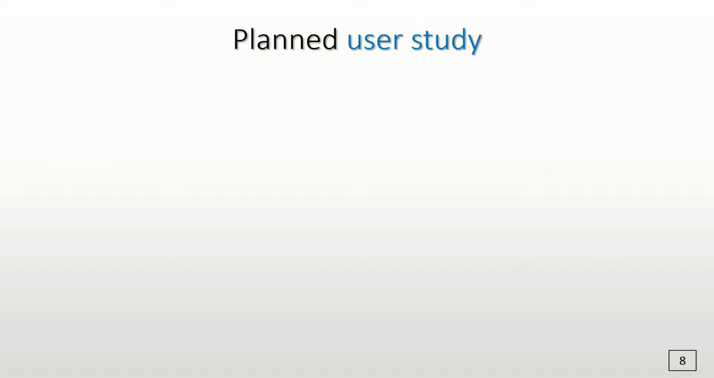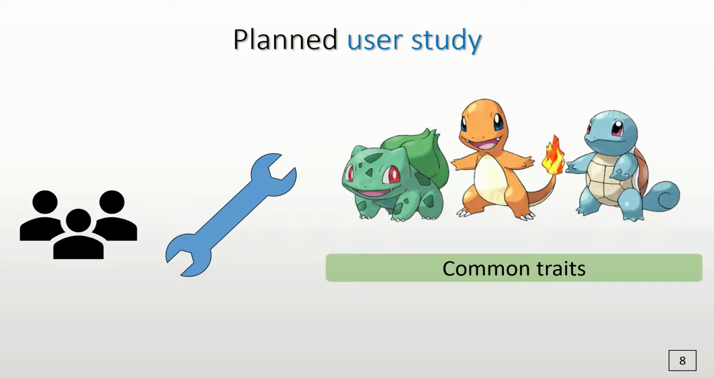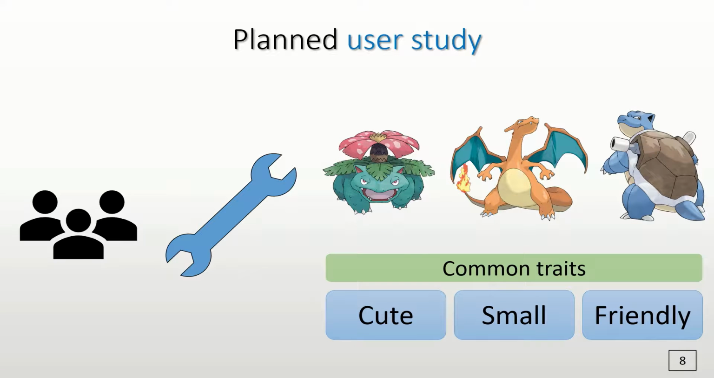We plan to run a user study in which people will use our tool to create a subset of Pokemon which share common traits, such as starter Pokemon, which tend to be cute, small, and friendly. We will also ask them to make an evolved version of those starter Pokemon, which tend to have features such as being big, confident, and strong. That will help us see if the tool is capturing these concepts correctly.